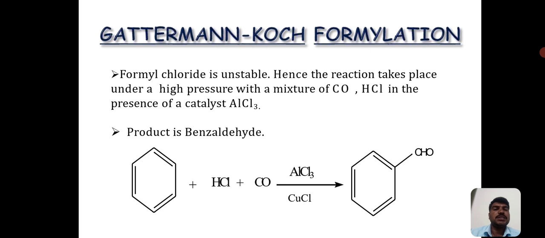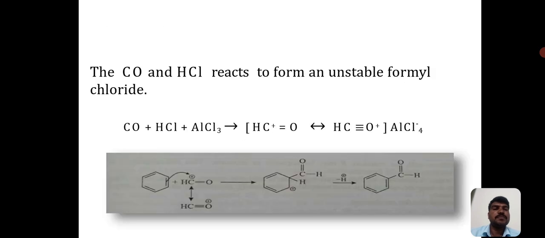Gattermann-Koch formylation: formyl chloride is unstable, hence the reaction takes place under high pressure with a mixture of carbon monoxide and hydrochloric acid in the presence of the catalyst aluminium trichloride. Product is benzaldehyde. Here the benzene ring reacts with hydrochloric acid and carbon monoxide in the presence of aluminium trichloride to form benzaldehyde. Here the aldehyde group is attached to the benzene ring.